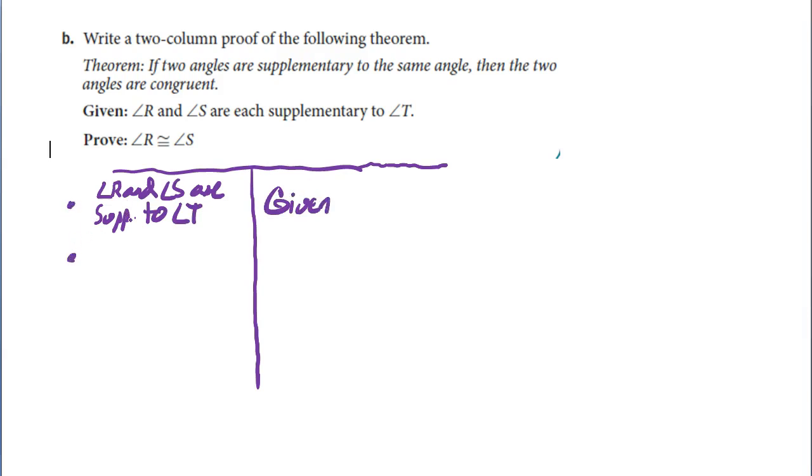If we just said that they're supplementary to angle T, then the logical thing to conclude is that the measure of angle R plus the measure of angle T is 180 degrees. And likewise, we can say that the measure of angle S plus the measure of angle T is equal to 180 degrees. That's the definition of supplementary angles.